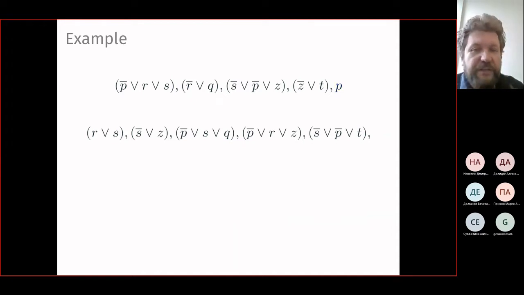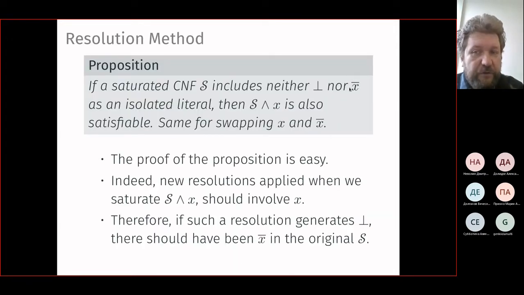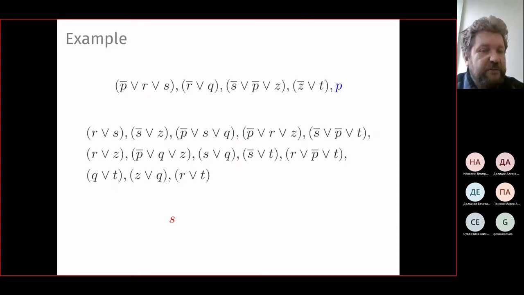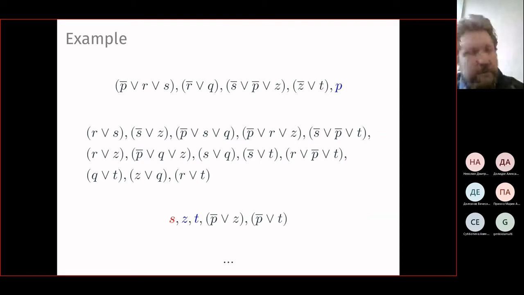And the lemma which we proved here says that if we saturated it without S, then we know that we don't have the negation of S here as an isolated literal. This means by this proposition that we can add S, modify our CNF, and it will still be satisfiable. So there exists a satisfying assignment where S is true. Then we add S, and we continue applying resolutions, we continue the saturation process. And this gives us Z, T, and stuff like that. And then we do the same for Q. I didn't write it down here, but we can do it.